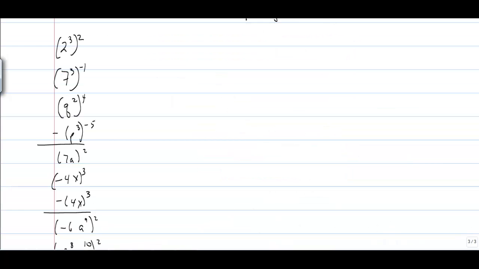Alright, first let's look at the practice 1. 2 to the 3rd power raised to the 2nd power is simply 2 to the 3 times 2, or 2 to the 6th, which happens to be equal to 64. 7 to the 3rd power raised to the negative 1 power is 7 to the 3 times negative 1, or 7 to the negative 3rd power, or 1 over 7 to the 3rd power. And this happens to be 1 over 343.